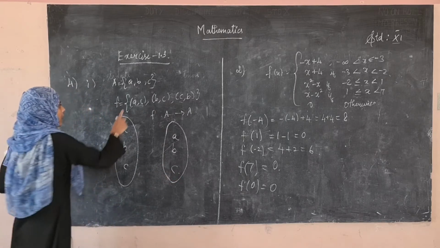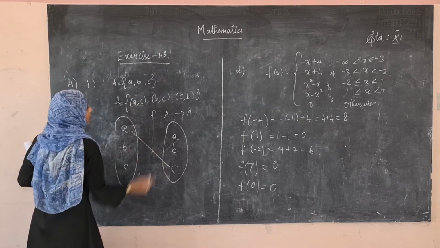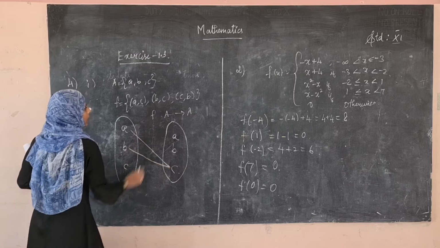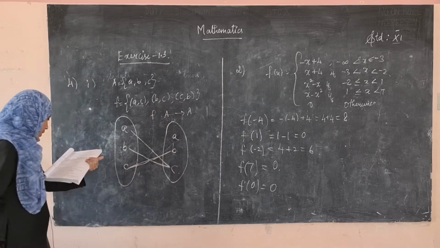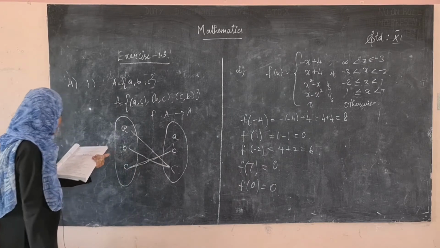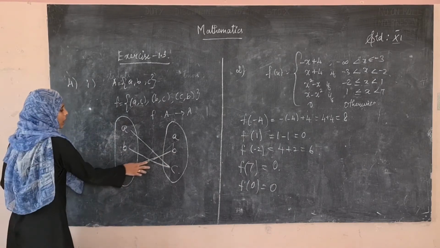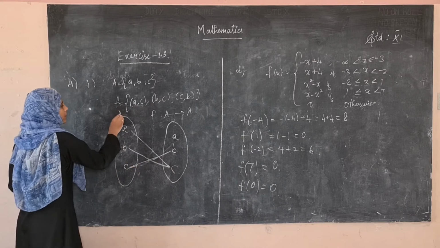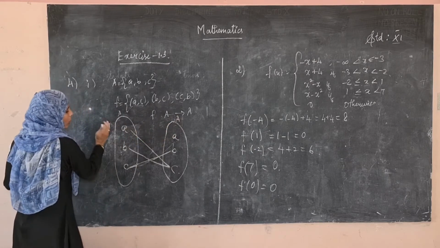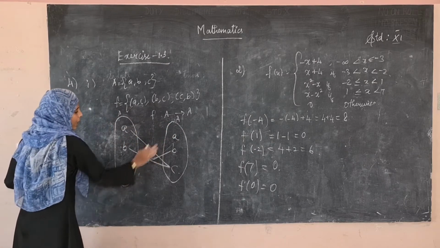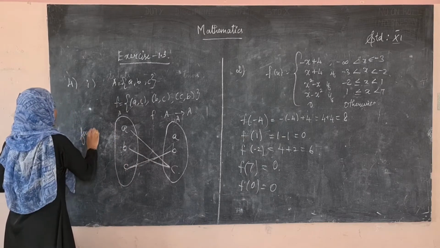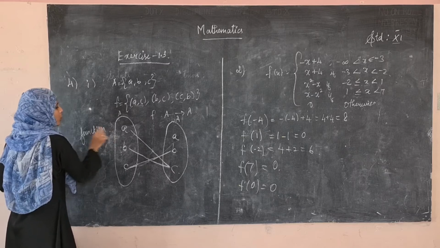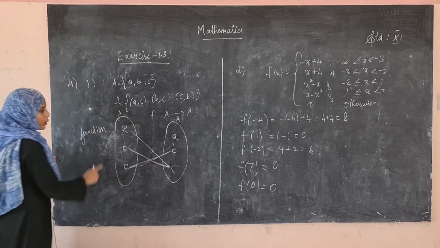See here, a is mapped to c, b is mapped to c, c is mapped to b. Is this a function? See, all the elements in the domain are mapped to some value. All three elements are mapped. Therefore, this is a function. Is this one-to-one? No, this is not one-to-one.